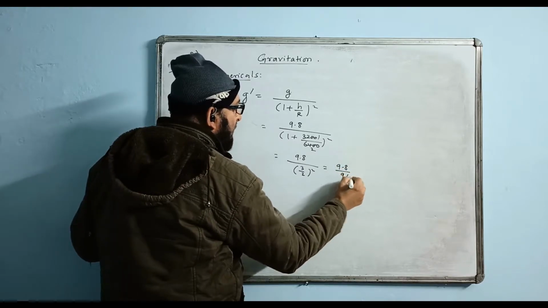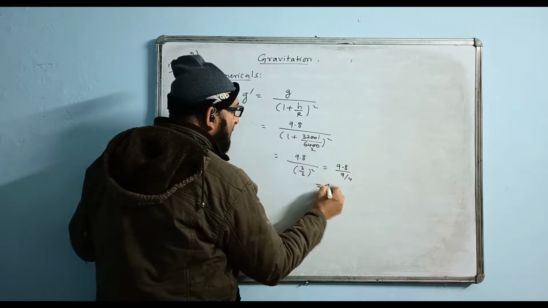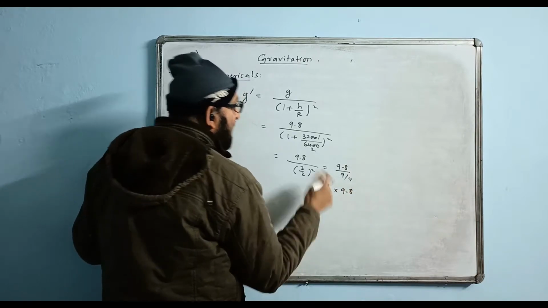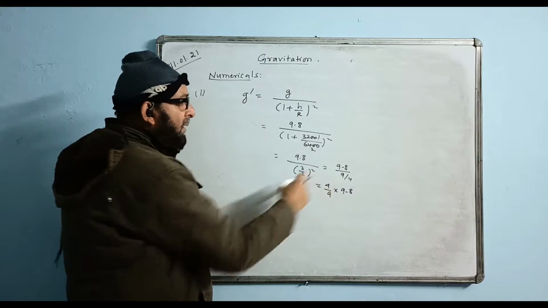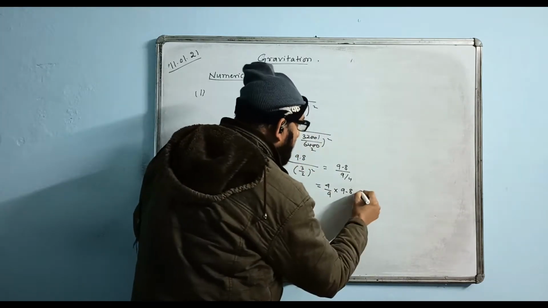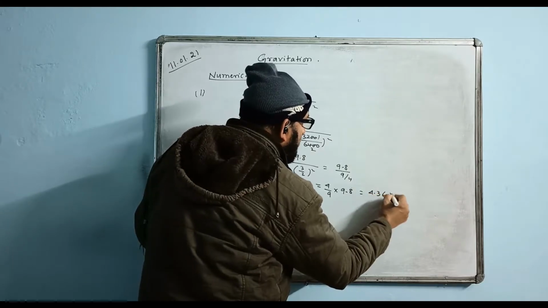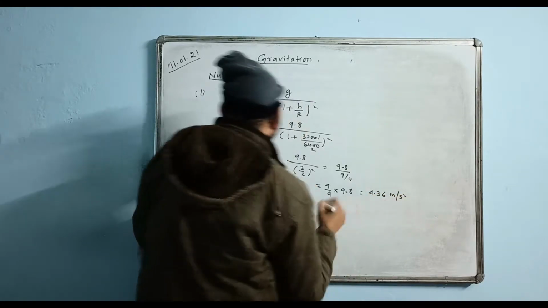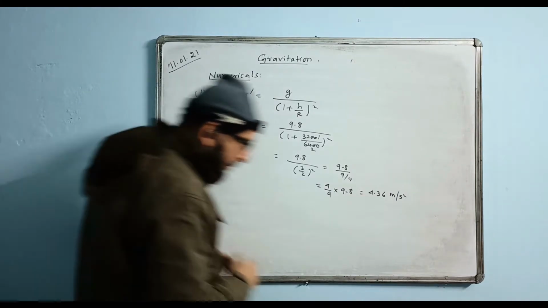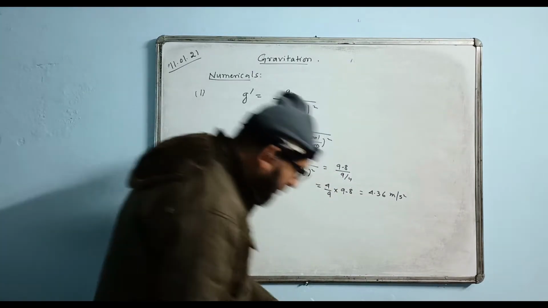9.8 upon 9 by 4, that 4 will come up. The answer will come 4 by 9 times of 9.8. That means the value of g at that place will become 4 by 9 of the value of g on the surface of the earth. If you calculate, the answer will come 4.36 meter per second square. That is the answer. Now we do the second question.